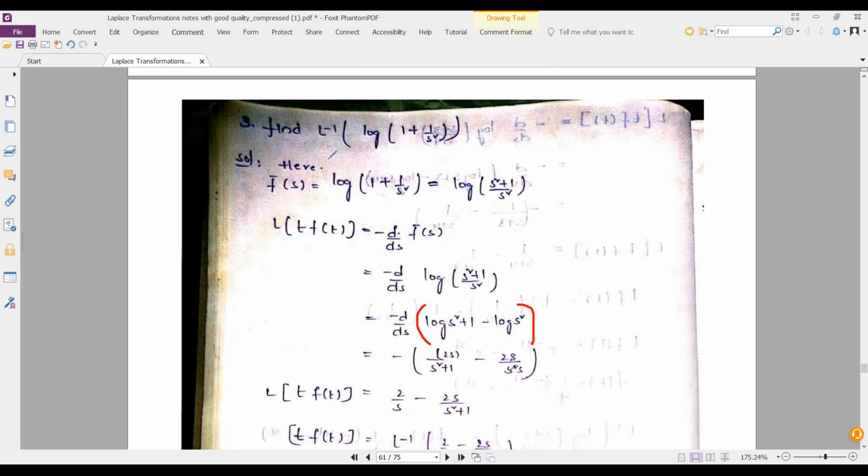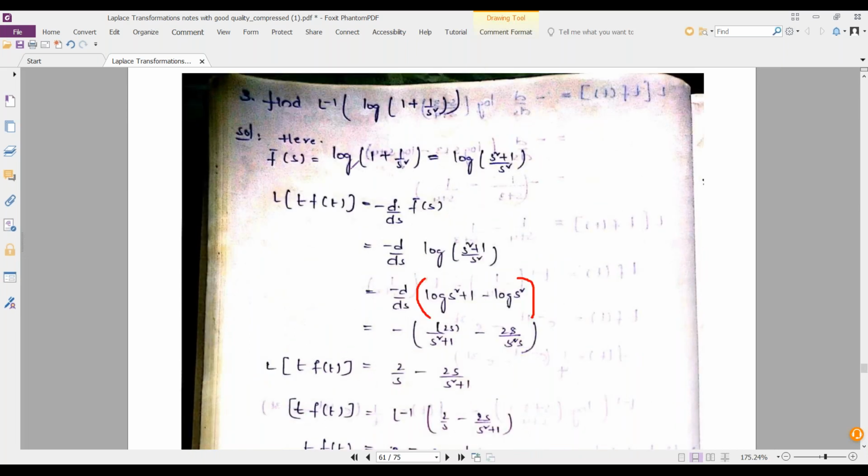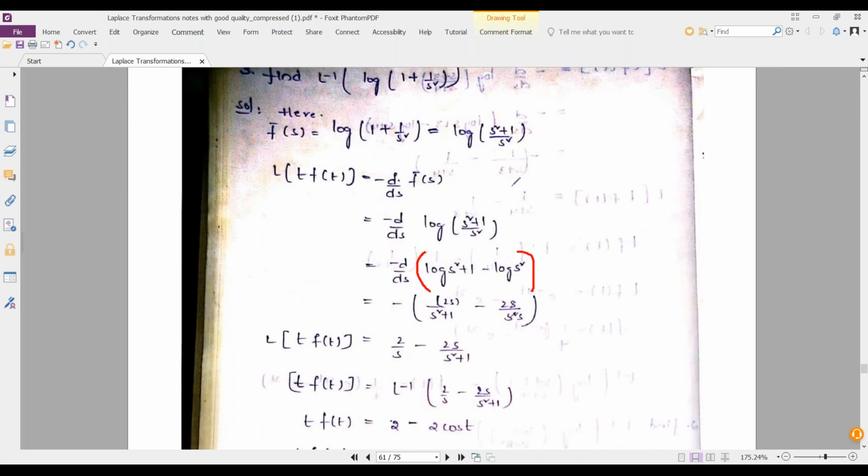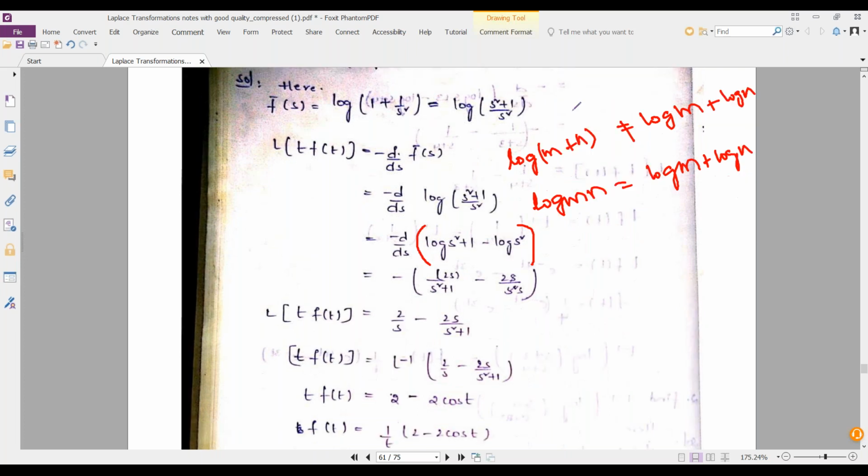Similarly, one more. And some of you people think that log(m plus n) is equal to log m plus log n. It's a blunder mistake, friends. They are not equal. Log(mn) equals log m plus log n. Okay, so this one needs further simplification.